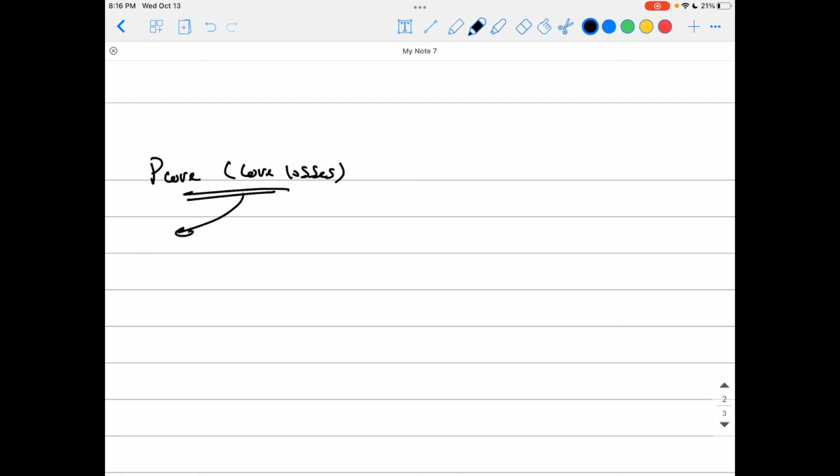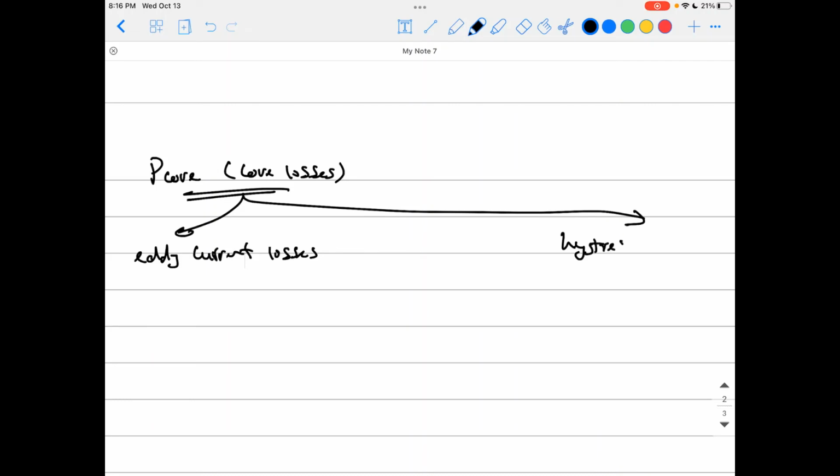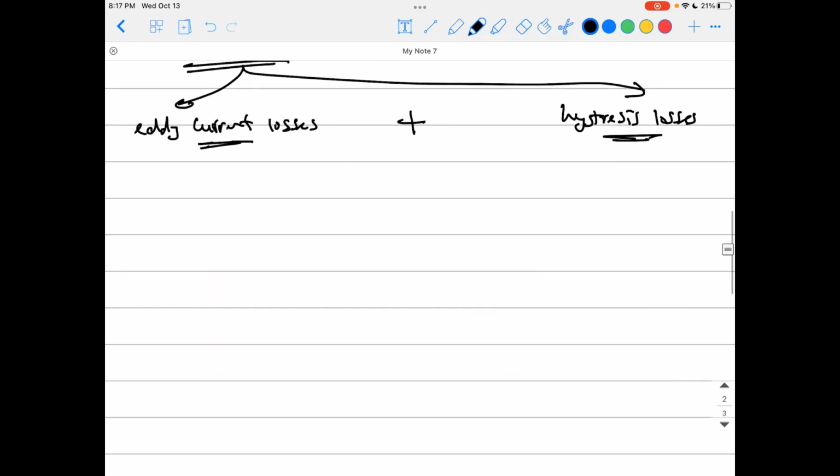This has just two parts to talk about. The first one we call the eddy current losses, and the other part we call the hysteresis losses. Those combined together give you the core losses. We need just to understand what we mean by each one of those.